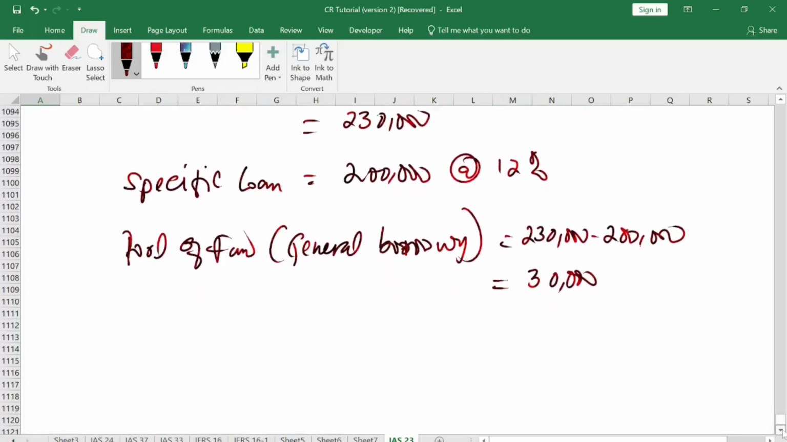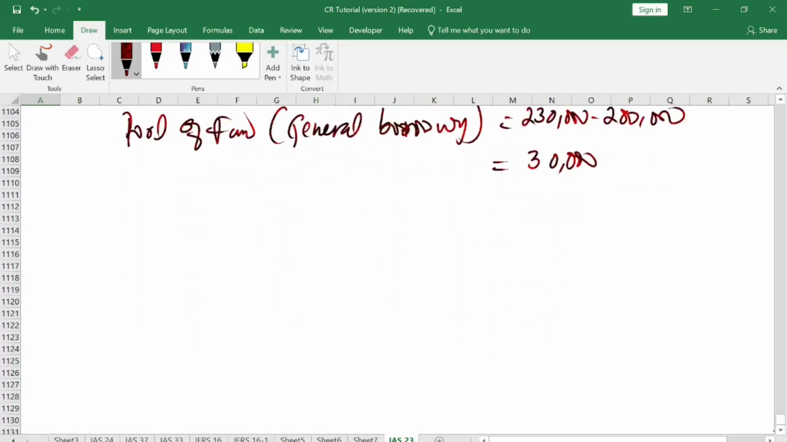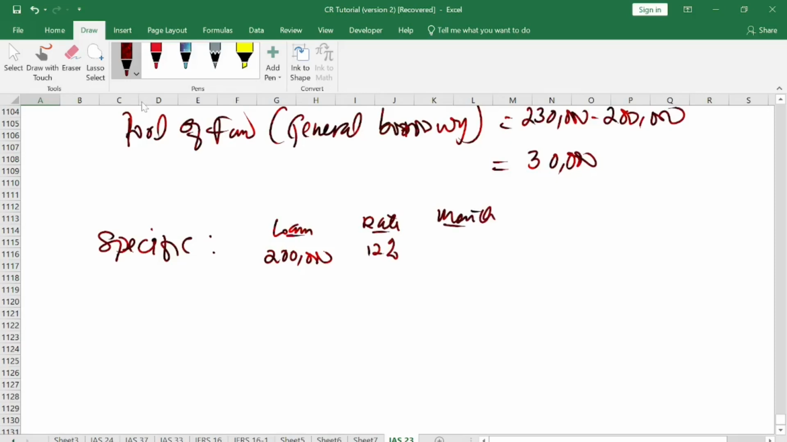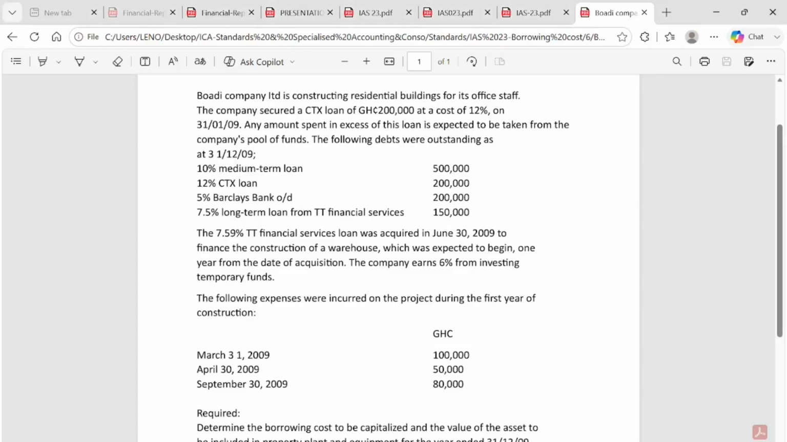So how do we deal with this now? First, you start with the specific loan. The total loan is how much? You have a loan of 200,000. The rate is how much? 12%. How many months? Is it 12 months over the period? When did you take the loan? You took the loan on 31st January 2009, and you are supposed to account for it as of 31st December 2009.